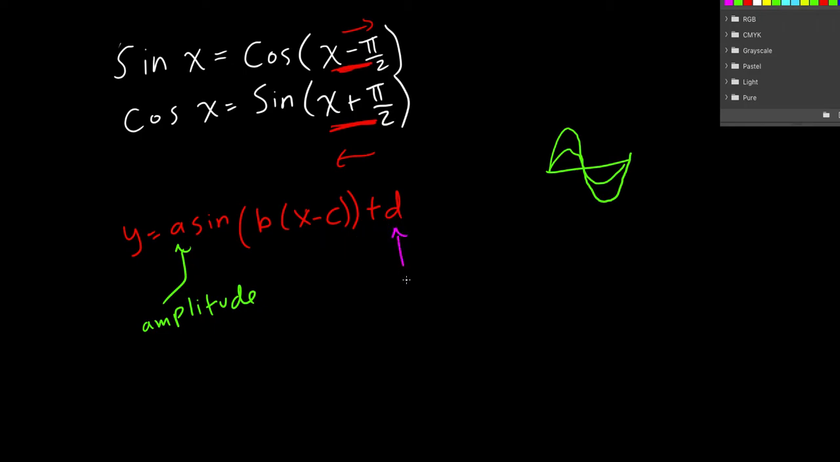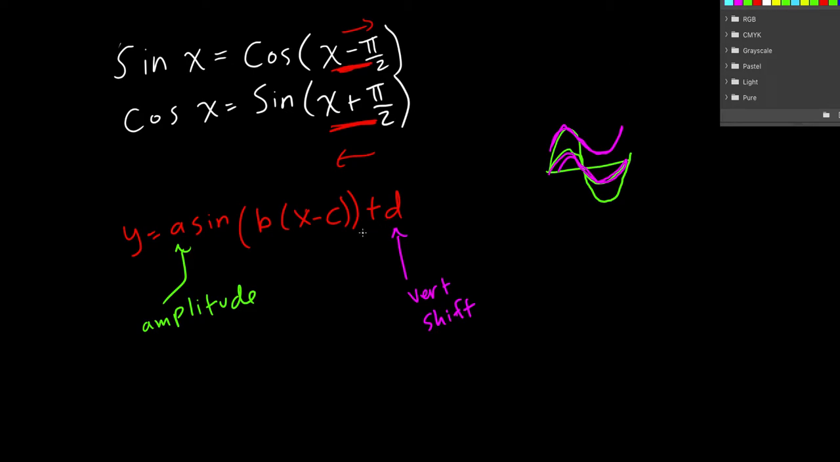Okay, let's talk about this D. That's just going to be a vertical shift. Okay, your book calls it a vertical translation, same idea. So if this was our original, and then we shifted it, or added 2 to it, it's going to stay the same size, but it's just going to shift up 2, like that. It's just going to move up.